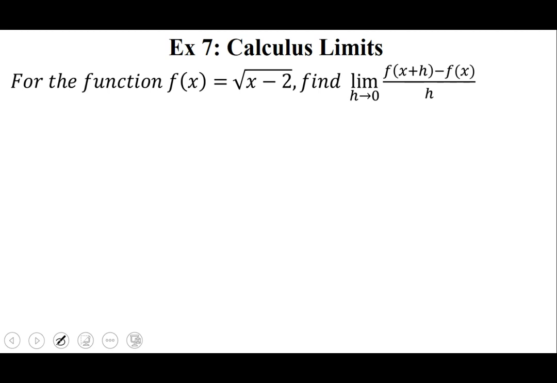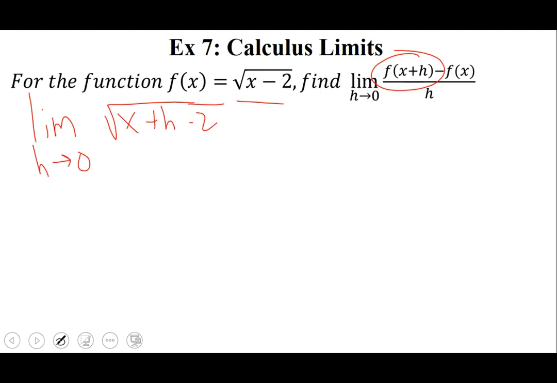So for this radical function, you're now going to find the limit of the difference quotient. So everywhere there is an x in the function, you are going to start by plugging in x plus h. So f of x plus h in this case becomes the square root of x plus h minus 2. Can't really be simplified, looks a little bit nasty, but that's what it is. Minus the f of x is just the square root of x minus 2. And then, of course, don't forget the h in the denominator.